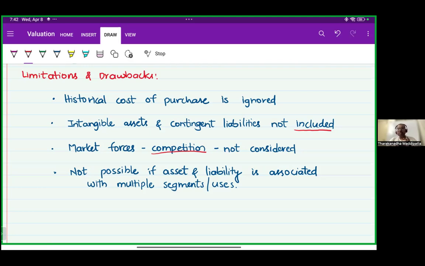Let us say a sole proprietor is running a business and he is using a car. The car is used for his personal purposes and also for business use. Let us say you have taken a loan for that car. Now the liability is to be divided between business use as well as personal use, which is not accurately possible. So this net assets method has all these limitations.